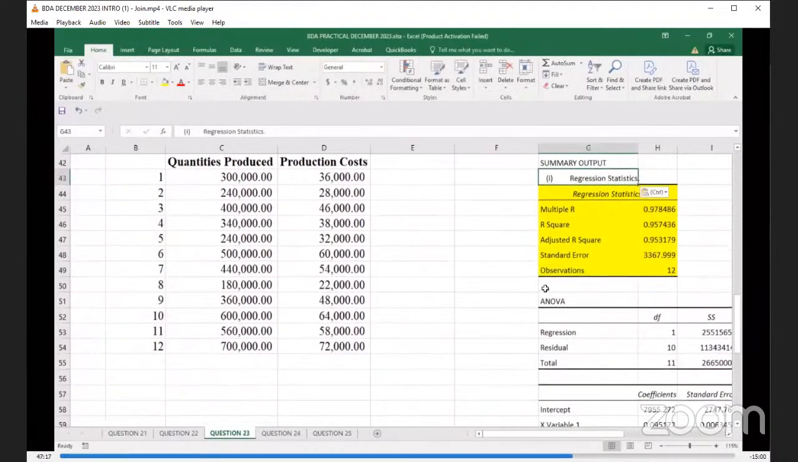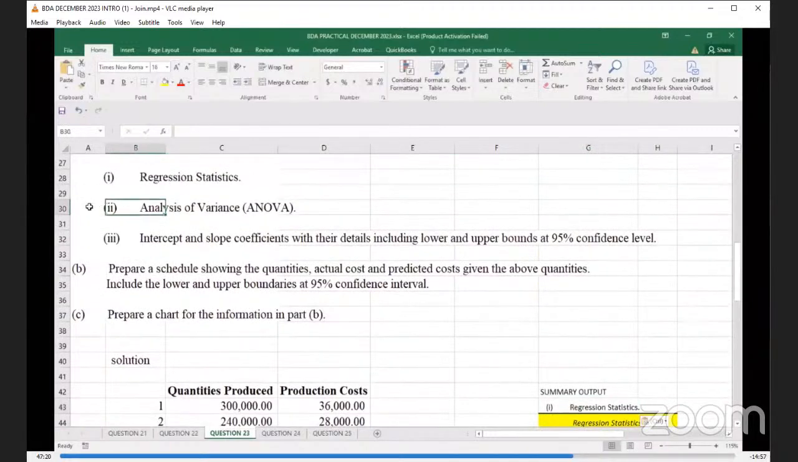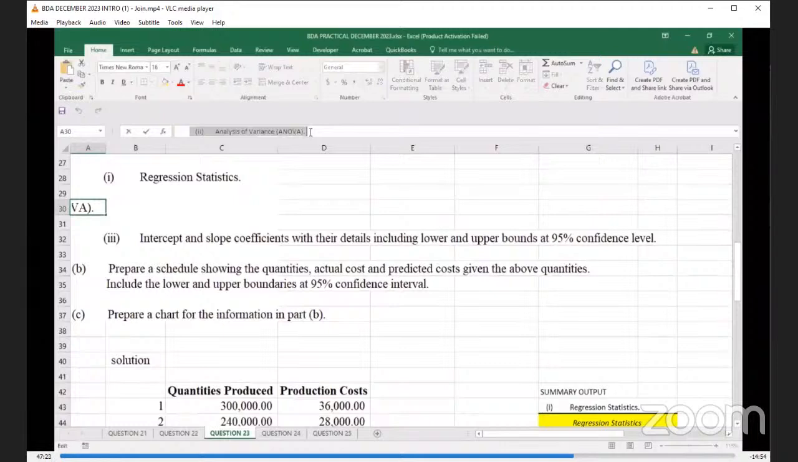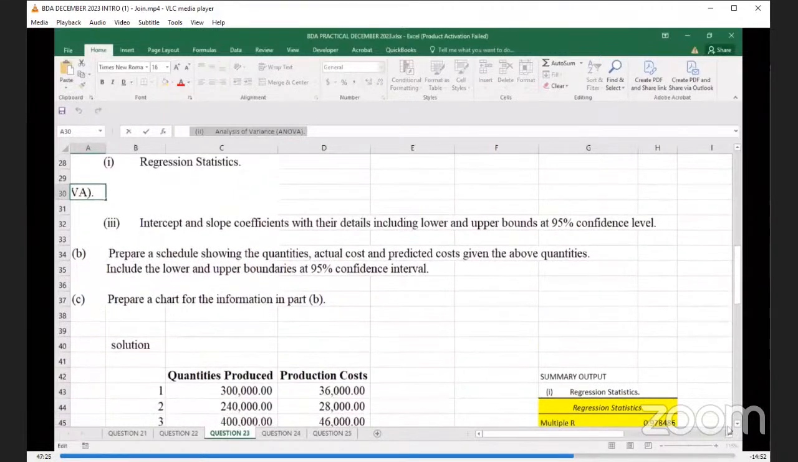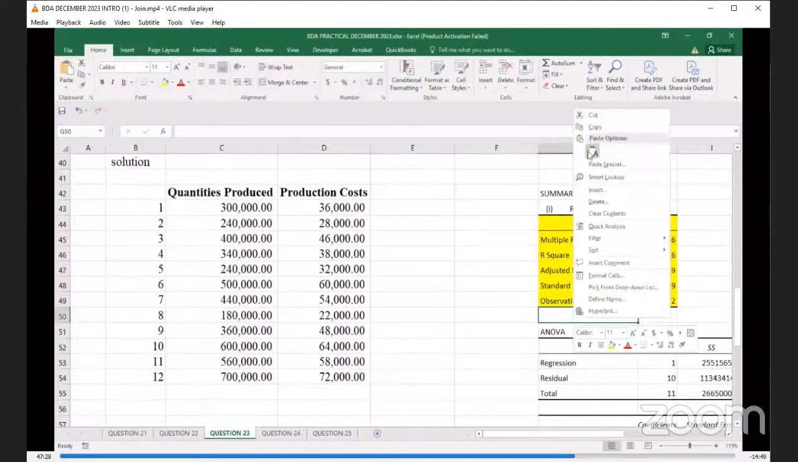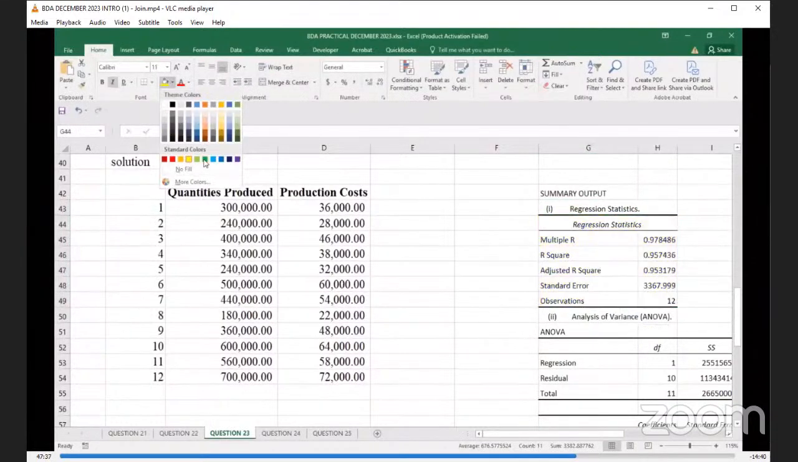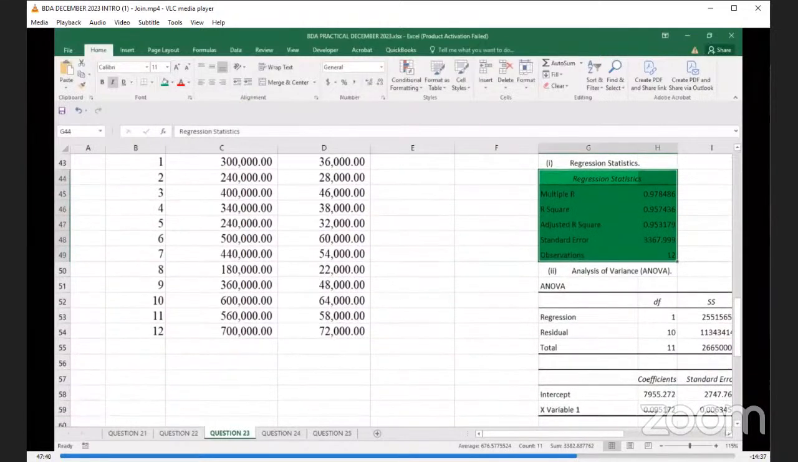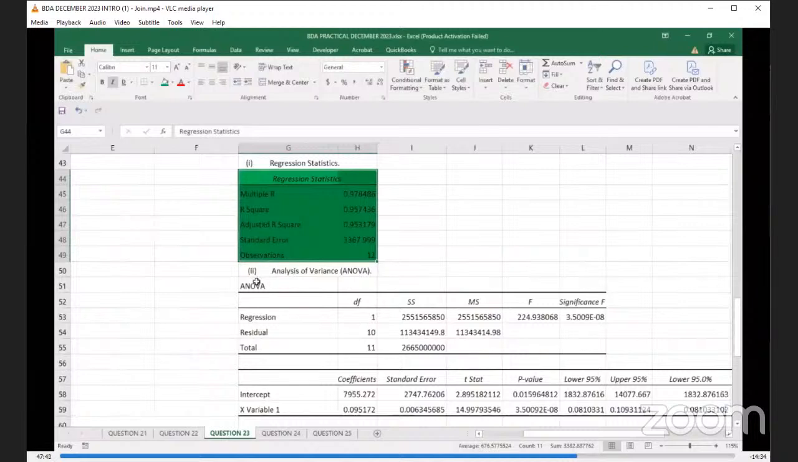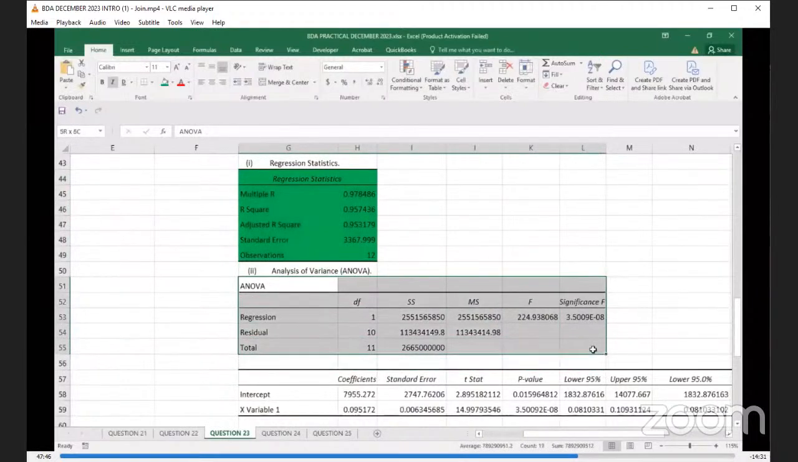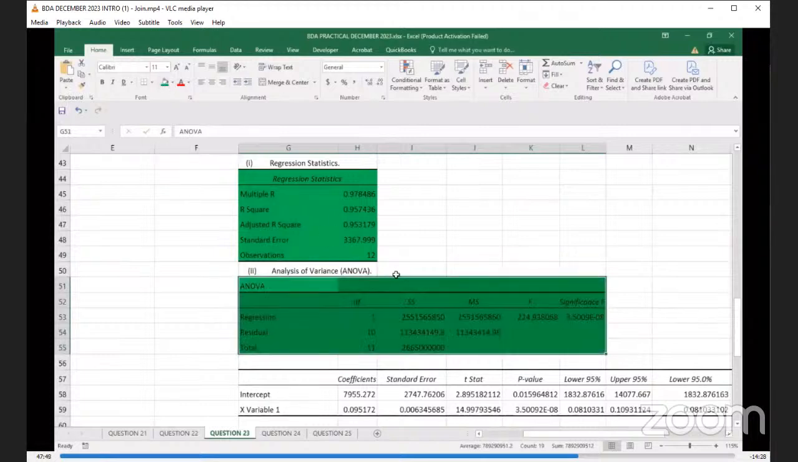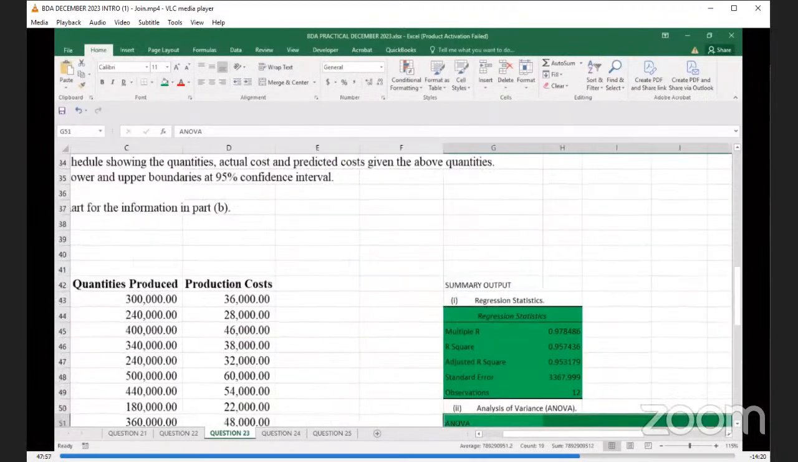Part 2 of the question, I'm going to examine the analysis of variance. Remember, I'm explaining all these concepts in terms of ANOVA. You see how easy that was? So this is basically the regression statistics. I can have it here on screen. You're done with that. Analysis of variance, which is basically ANOVA, you have it here: degrees of freedom, sum of squares, F statistics, basically what you have.